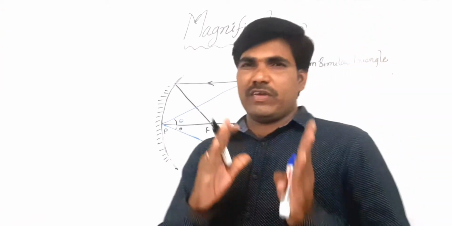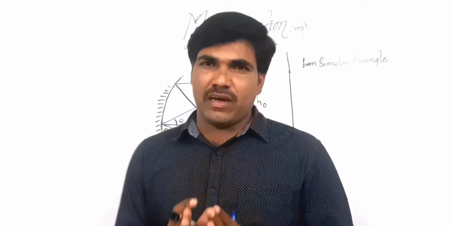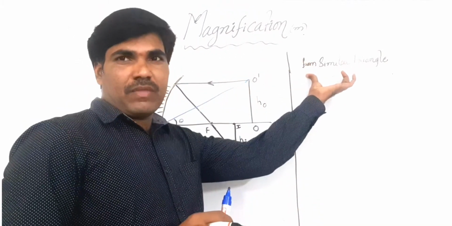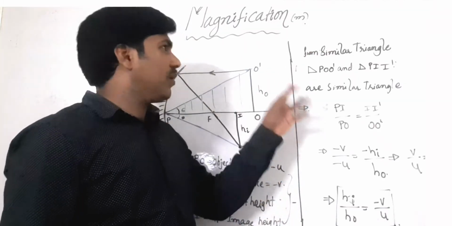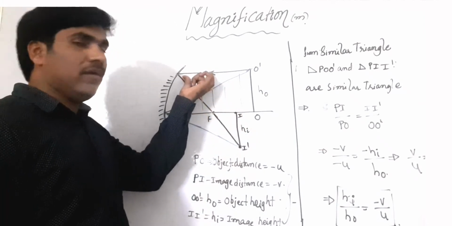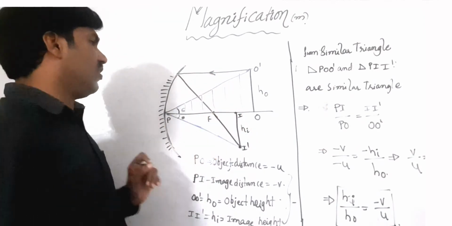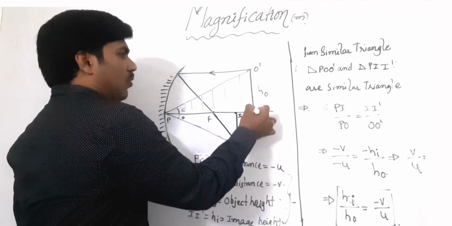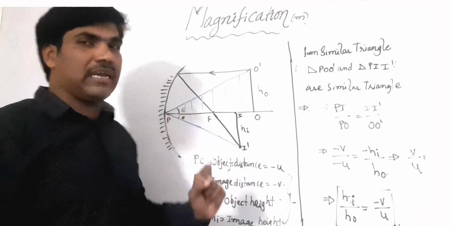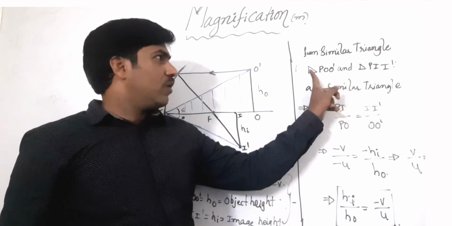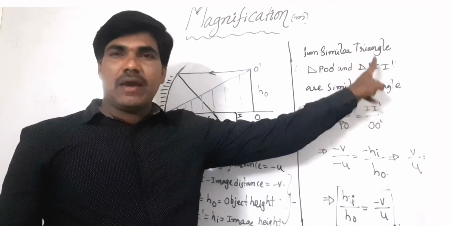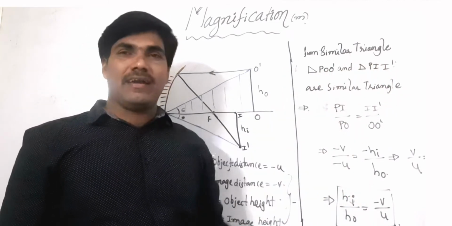Now we get the relation between the object size and image size through the magnification derivation. Students, now we are going to the derivation for the magnification. For this purpose, we have already taken this diagram. In this diagram, check it out, there is one triangle PO dash, and another triangle PI dash. Triangle PO dash and PI dash are similar triangles.